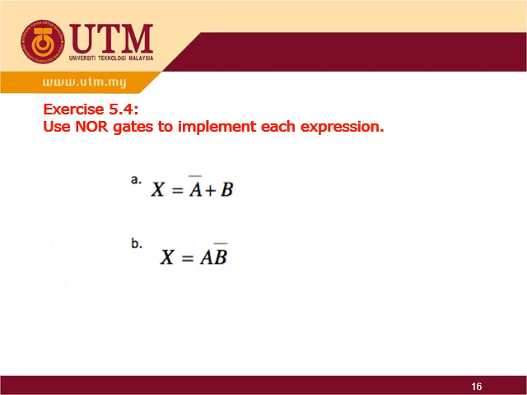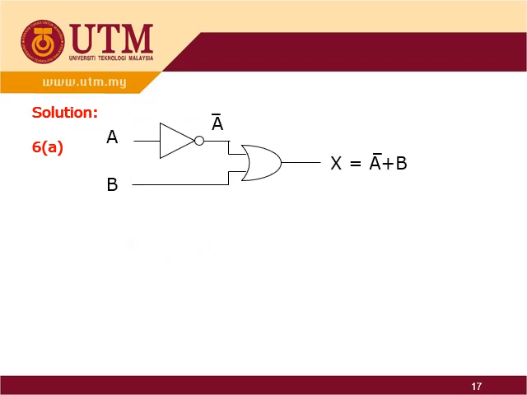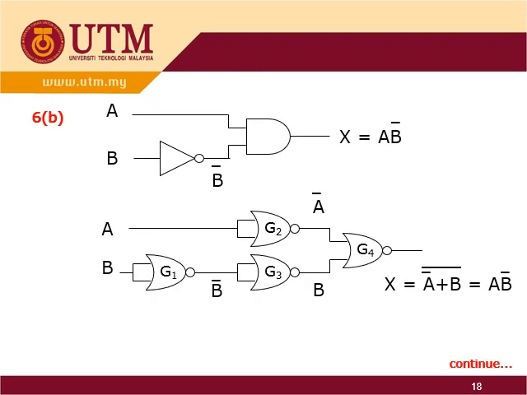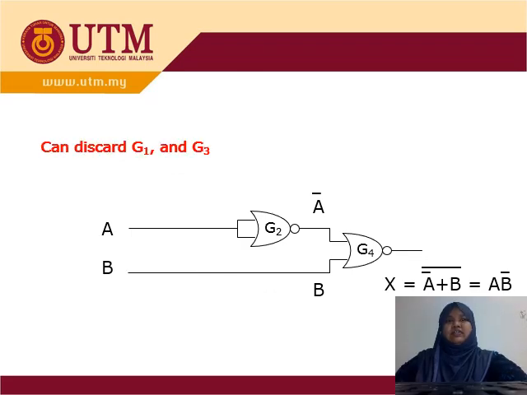Same way to implement expression. Draw the basic gate. Change each gate into NOR. Look for NOT gates if you can cancel them out. This one, no. Yeah, and this one, yes, you can cancel this and this. So you end up with this circuit. Yeah, very easy. So that's it for universal gate.